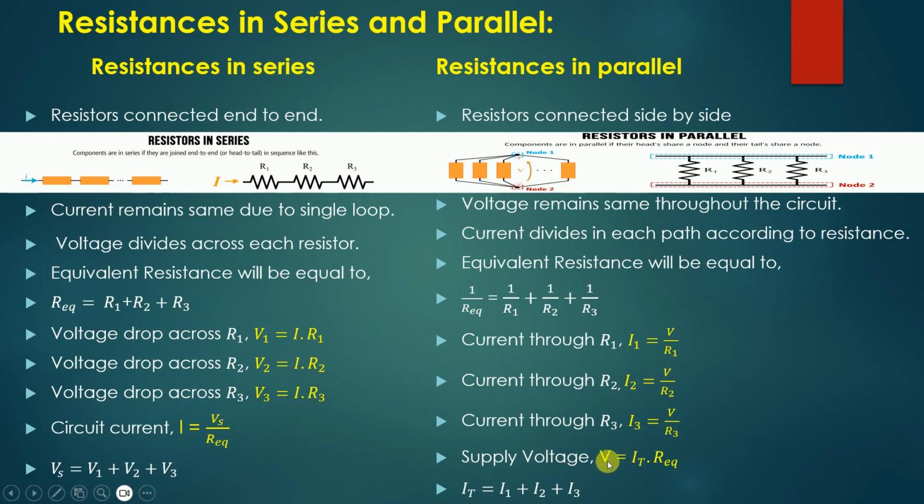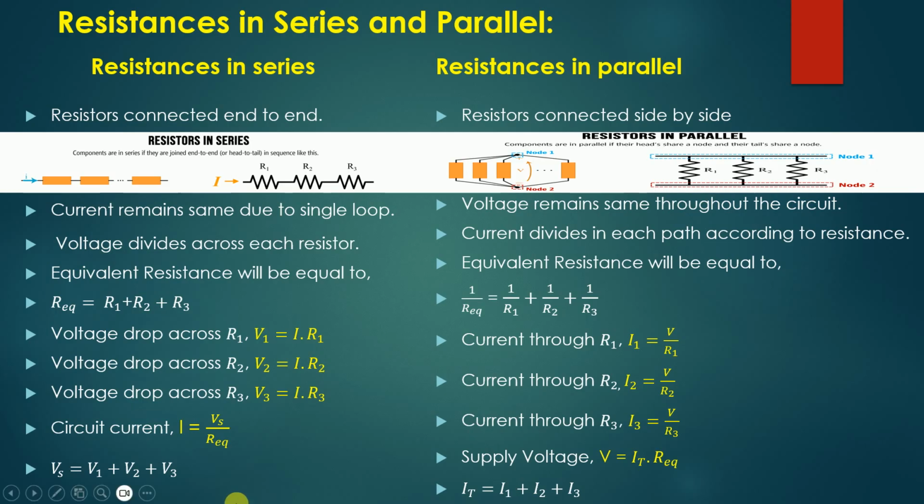And if we have to find the supply voltage, this formula will be used: IT, the total current, multiplied by the equivalent resistance. Now if we calculate all these three path currents, then their algebraic sum will be equal to the total supply current. So we can say that IT is equal to I1 plus I2 plus I3. So these are some important points regarding resistors connected in series and parallel.